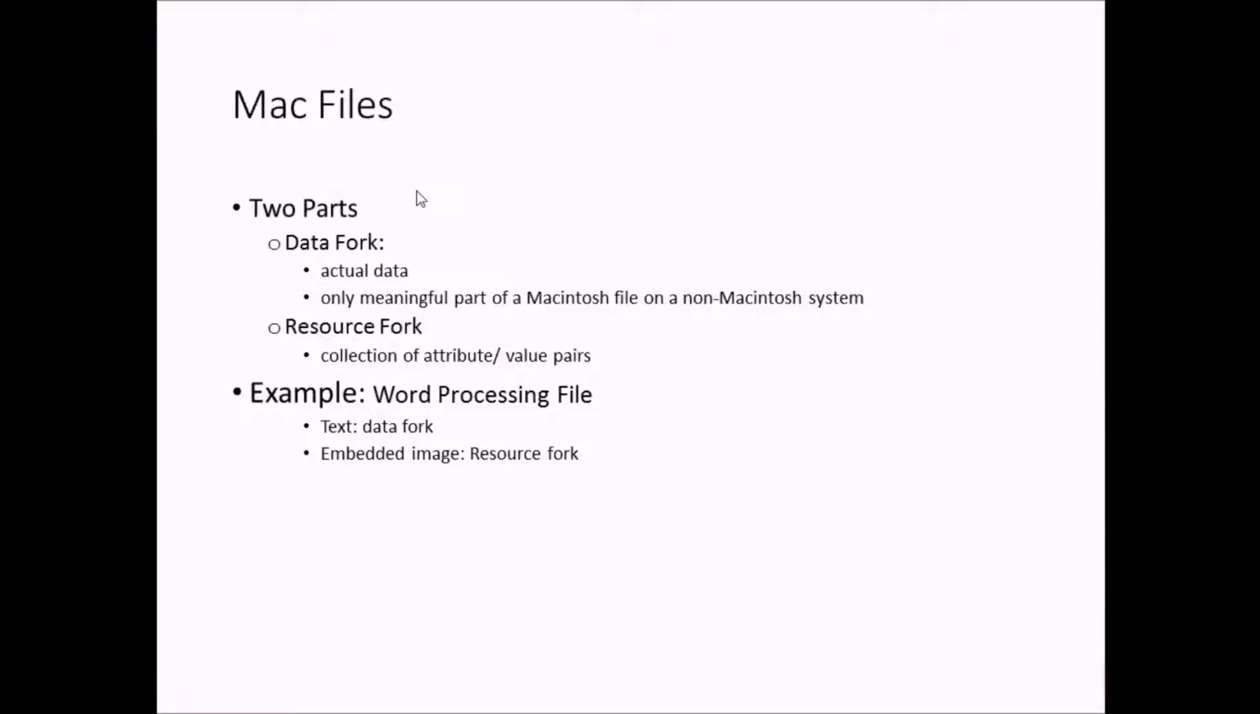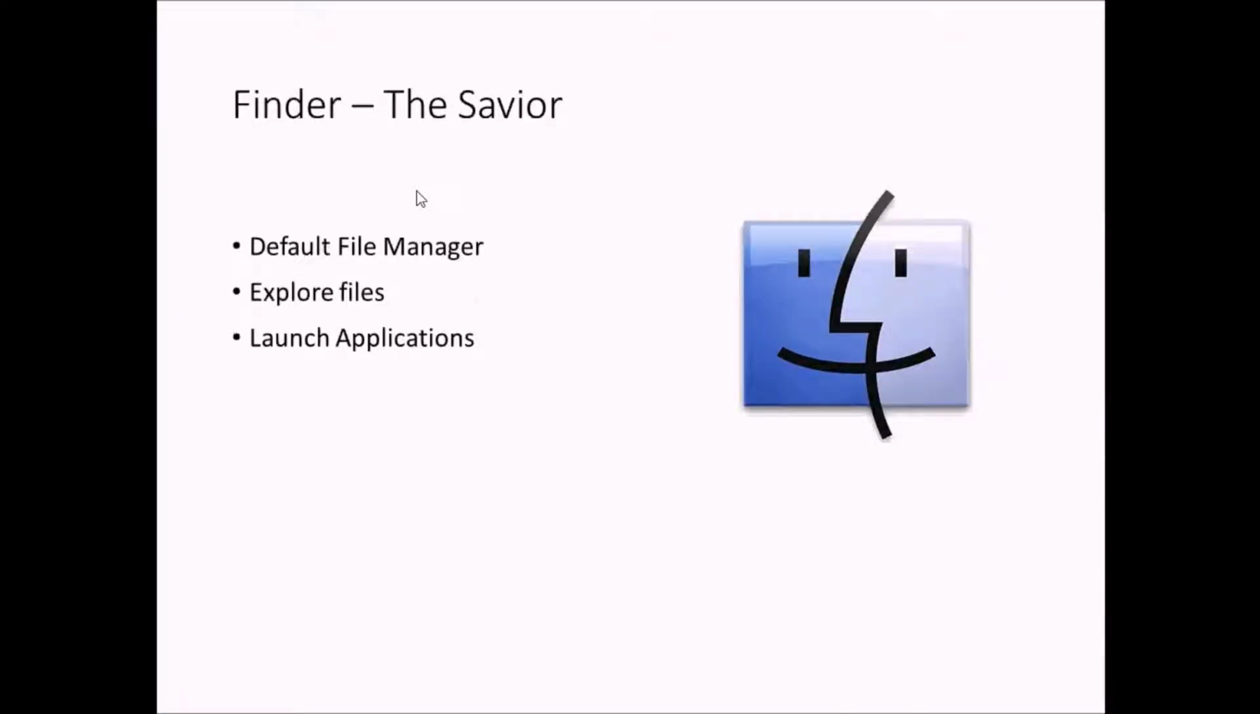Actually, there are two types of Mac files. One is the data fork and the other is the resource fork. The data fork is generally the actual data, the only meaningful part of a Macintosh file on a non-Macintosh system. And the collection of attributes is the resource fork. An example would be text: the text would be the data fork, and the embedded image would be the resource fork.